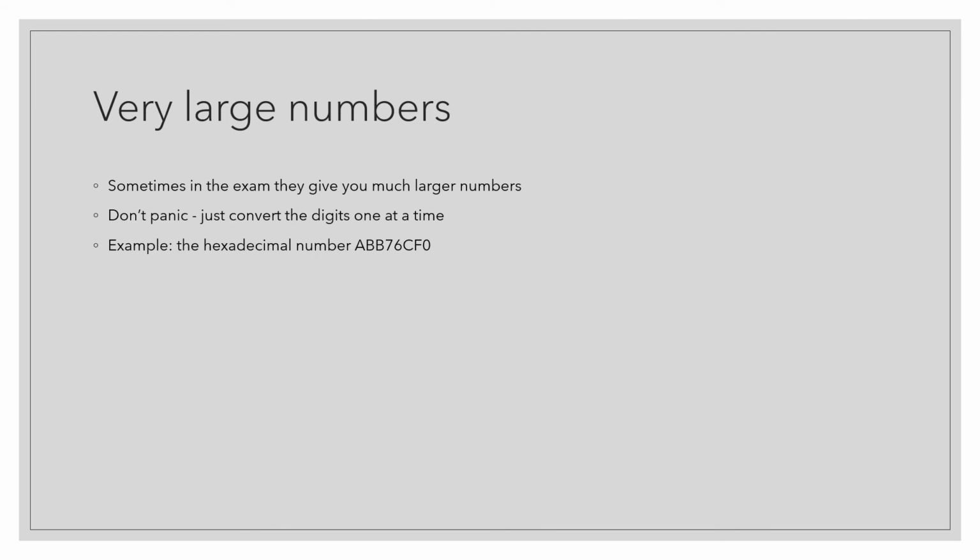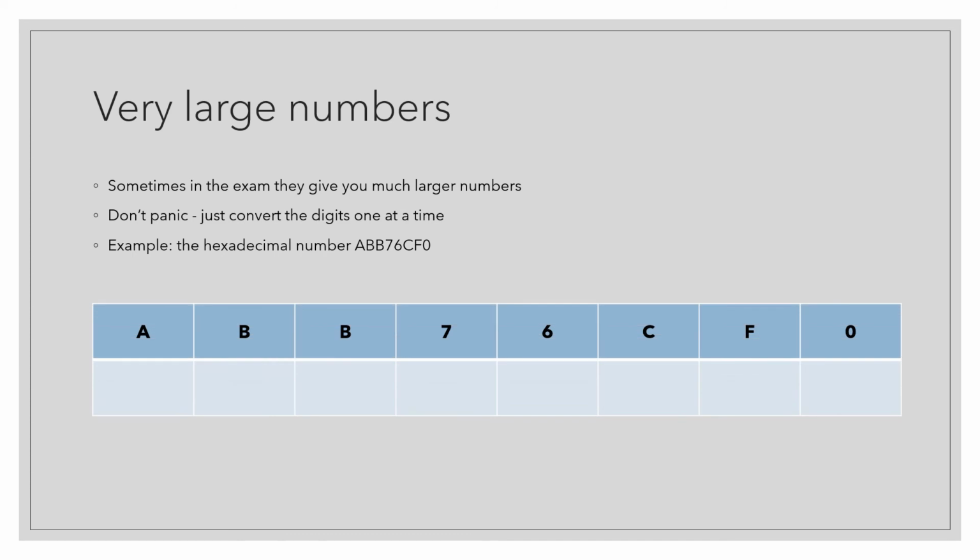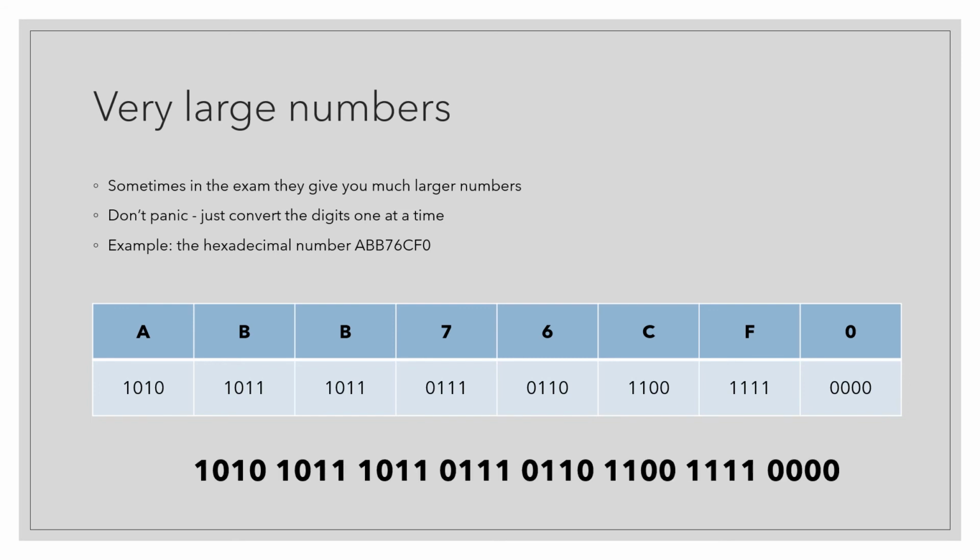So here's an example that's much bigger than anything I've ever seen in any exam. But let's say they asked you to convert the hexadecimal number ABB76CF0. That's a massive number. We'd just write all those digits down, one after the other, and under each one we write the equivalent group of 4 bits, also called a nibble. And that's it, we've solved the problem.